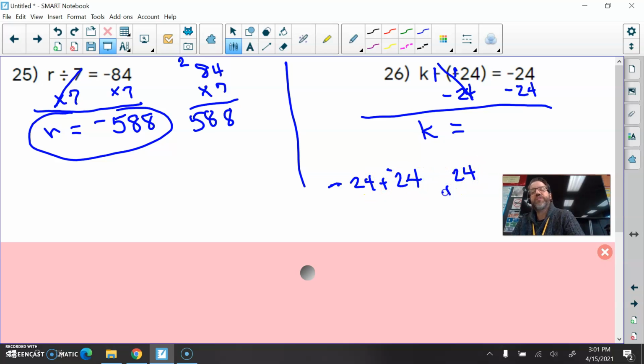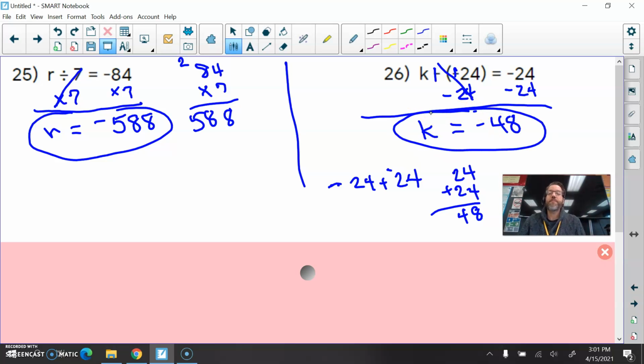We need to add 24 plus 24. And we get 8 and we get 4. So we have 48 negatives. Our answer will be negative. K equals negative 48. Okay?